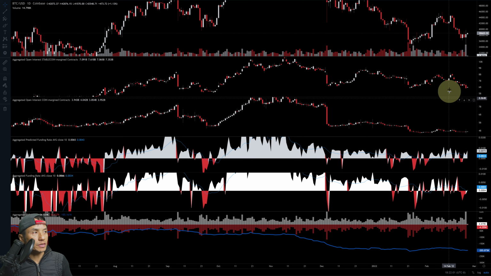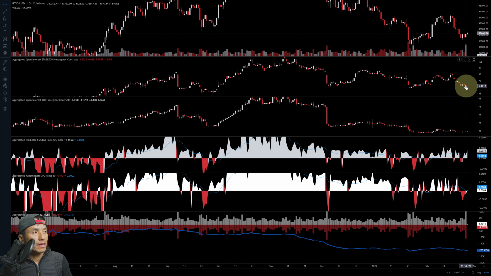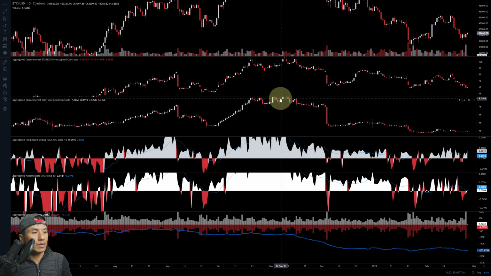What's happening with open interest? You can see open interest has been still declining since February the 16th. And this is open interest using stable coins. You see that it's still declining. And overall, the trend for the open interest backed by coins like Bitcoin or Ethereum is pretty much flat. Back here in November, it was really high. And in December, it trended down slightly. But this is nothing compared to this period over here.